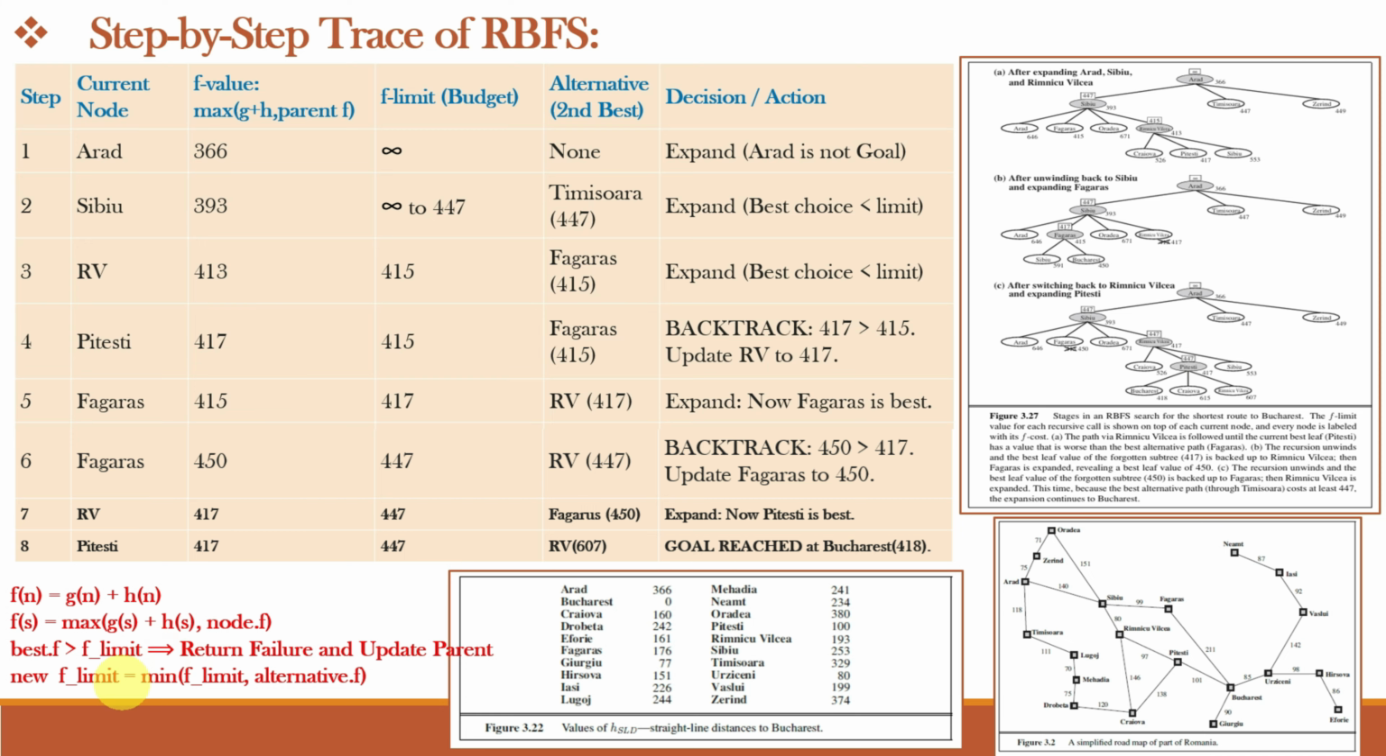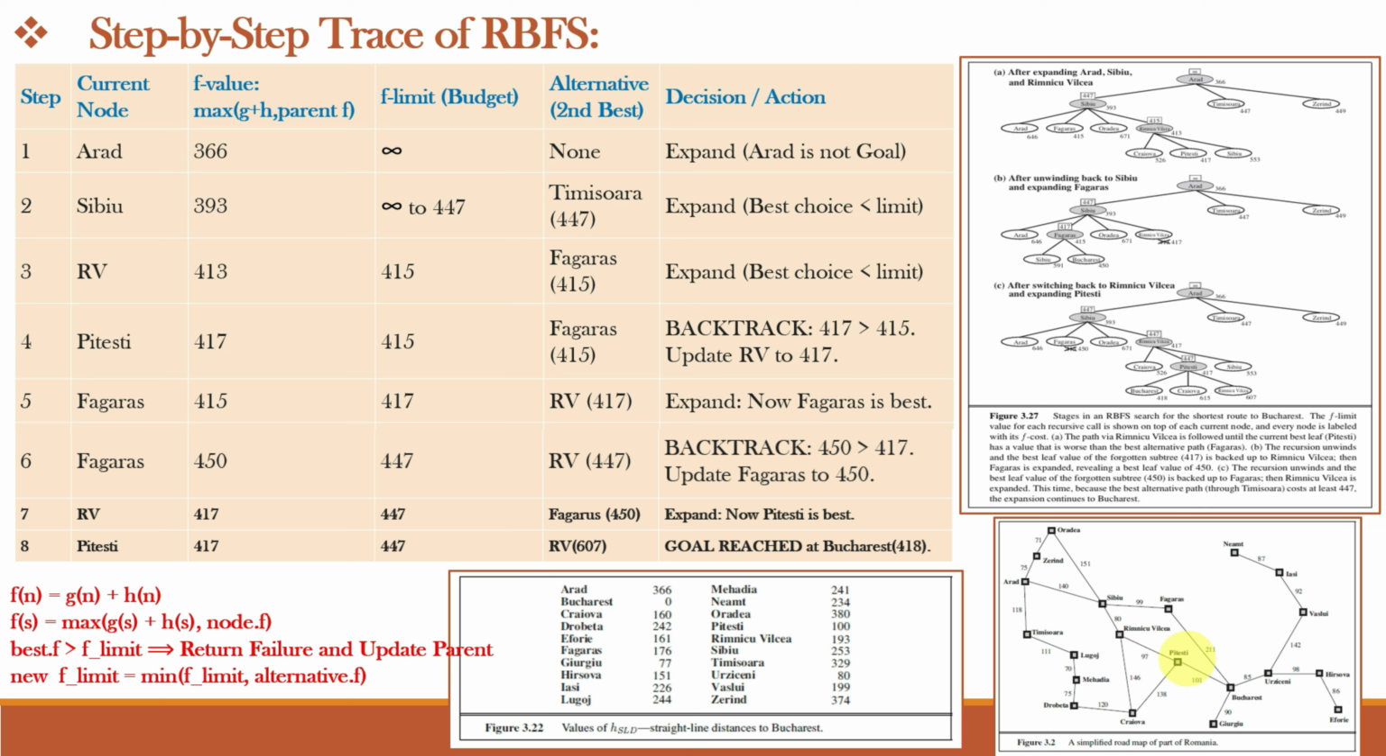So new F limit is minimum of F limit and alternative F. So current F limit is 447 and alternative F among these three is Craiova at 526. So minimum of 447, comma, 526 is 447. So new F limit is 447, that we will write in a square box above the current best node Pitești. So we have written 447 over here. So now the best is Pitești and we check whether Pitești is our goal node. No. So we again expand Pitești.